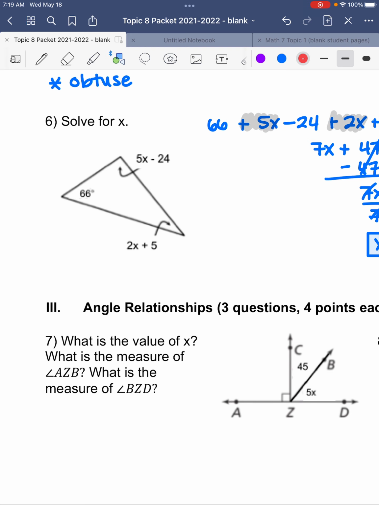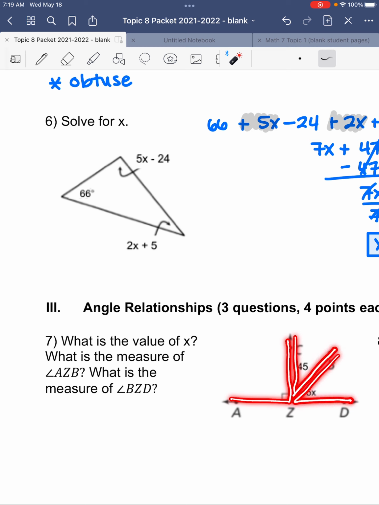The first one is, what is the value of x? So what I see in this image is I see an angle here, a second angle here, and a third angle here. So I see 3 angles.